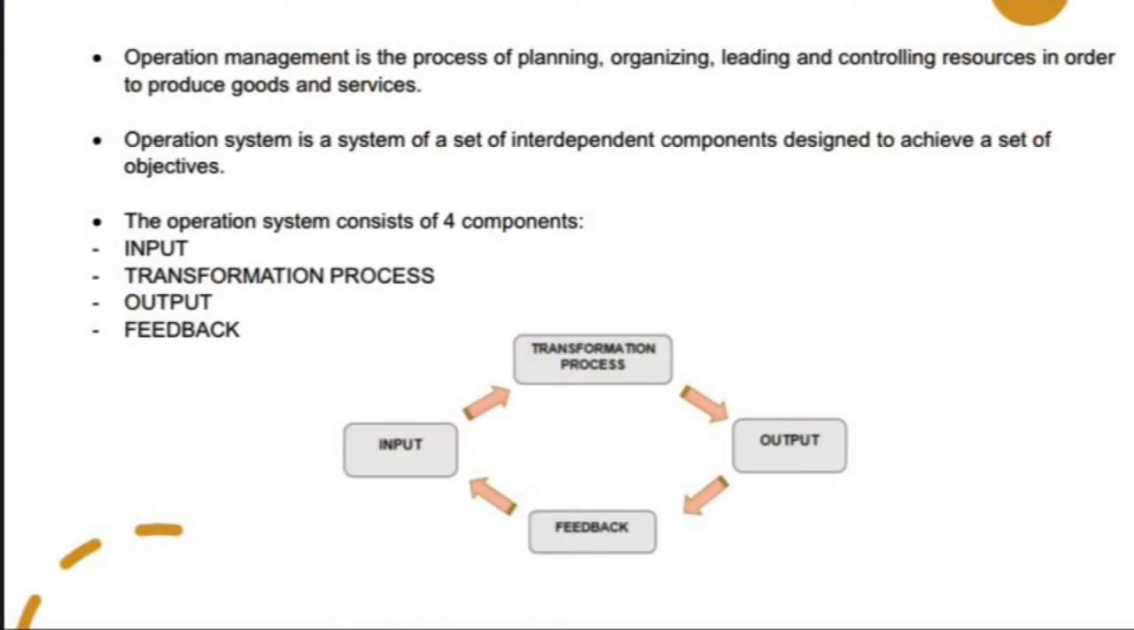Operations management is the process of planning, organizing, leading, and controlling resources in order to produce goods and services. An operation system is a system of a set of interdependent components designed to achieve a set of objectives. There are 4 components of an operation system, which are input, transformation process, output, and feedback.